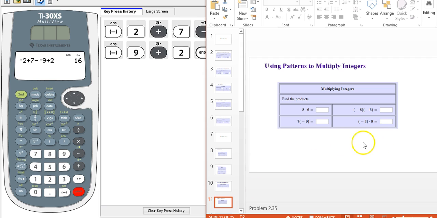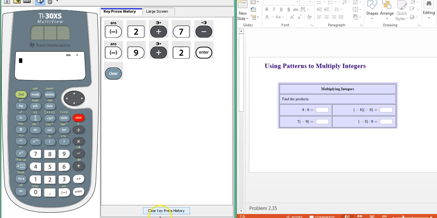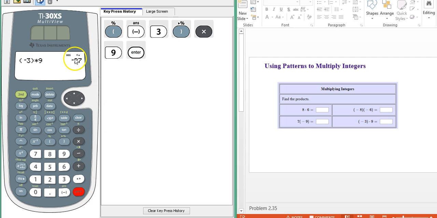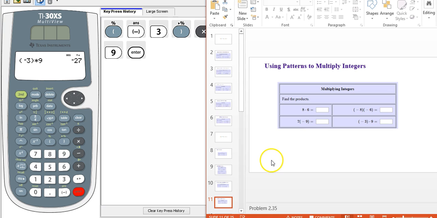Let's look at the next slide. Multiplying integers. How about we do negative 3 times 9? Let's clear everything. So negative 3 times 9, and our result is negative 27.